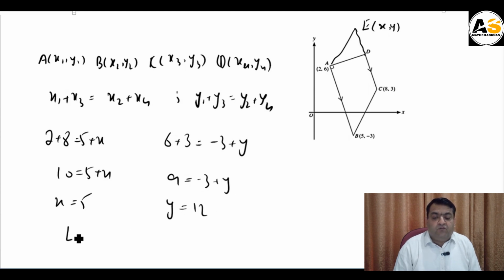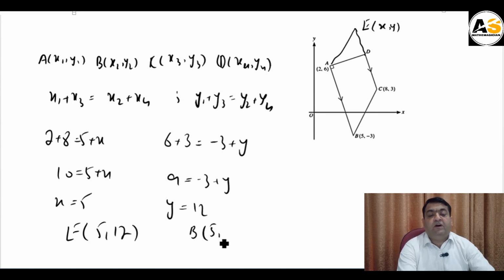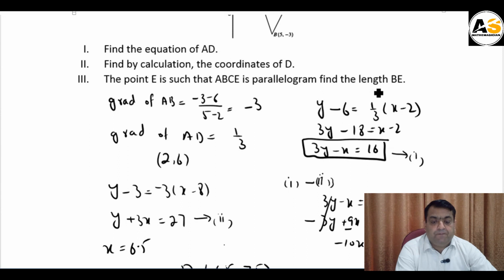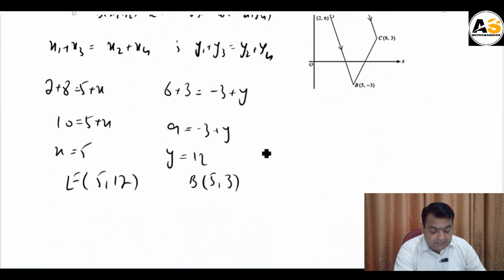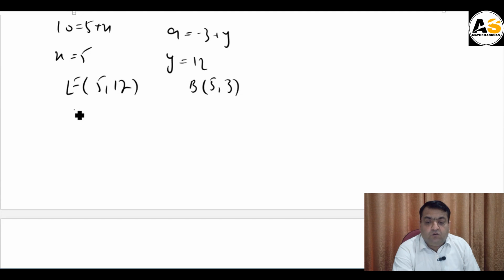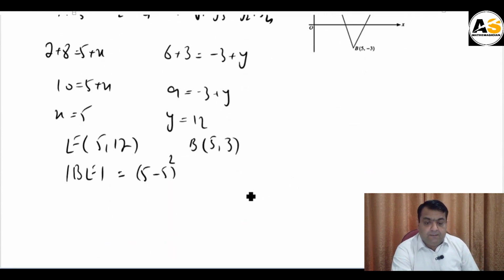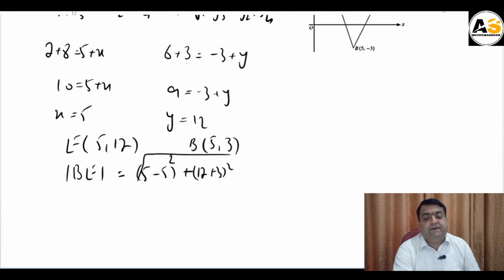Coordinates of E are (5, 12) and coordinates of B are (5, minus 3). We were asked to find the distance BE, the length BE, which is very straightforward now. We just need to use the distance formula to find the length BE. Square root of (5 minus 5) square plus (12 plus 3) square. This is 15.